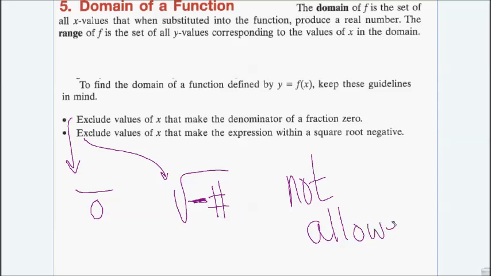So when we're looking at the domain of our function, we have to determine, are there any x's that would make either of these situations that are not allowed happen? If there are, they're not part of our domain. No negatives under square roots because we are in the real number system and not the complex number system.